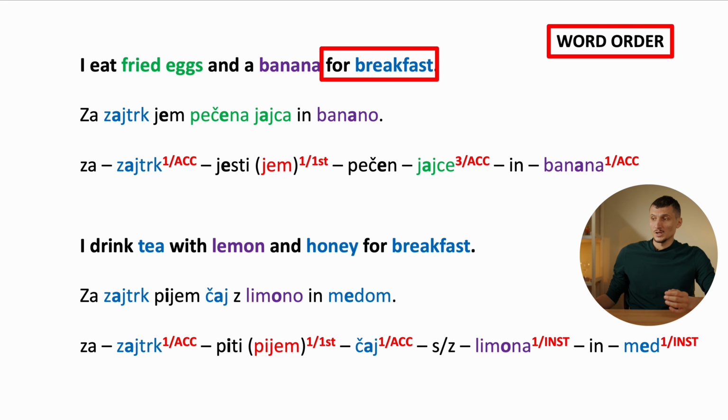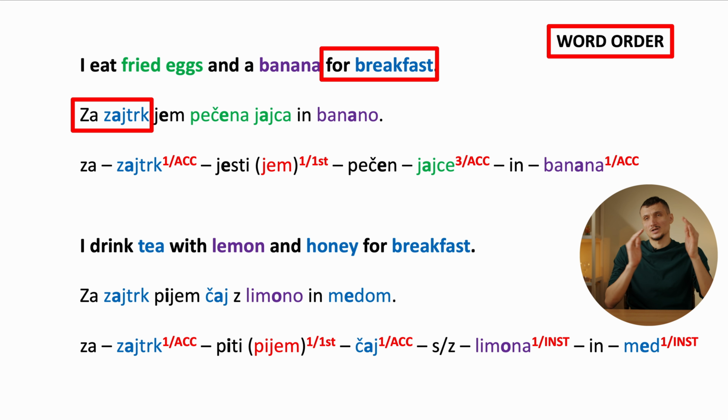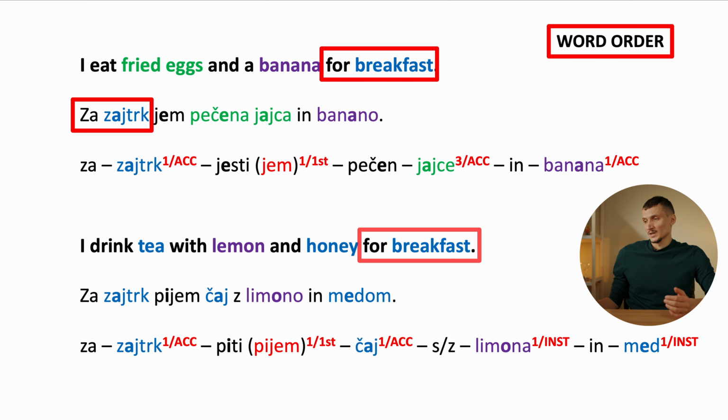Then we have word order. Slovenian word order is oftentimes different from English word order, many times very, very different. So it's useful to get used to that. More than counting on the fact that the two sentences will align word order wise, we should just focus on the colors. And so we'll quickly see which part is which. For breakfast is here at the beginning. So it says for breakfast I eat fried eggs and a banana. And the same thing is here.